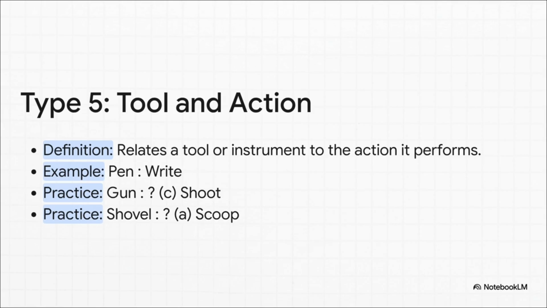Let's shift gears to tool and action. A pen is used to write. The relationship here is all about function. So what action does a gun perform? Shoot. That's answer C. And a shovel? Well, a shovel is used to scoop. Answer A. The tool is basically defined by what it does.